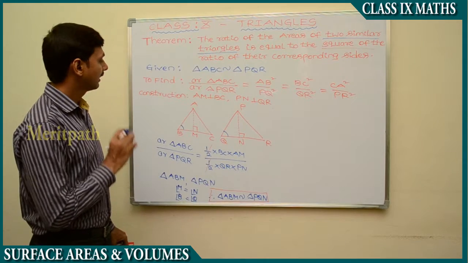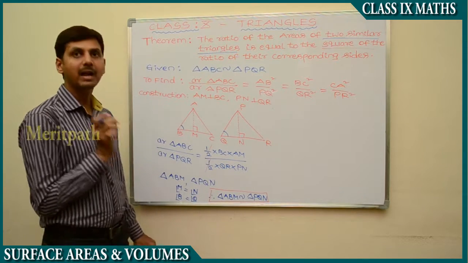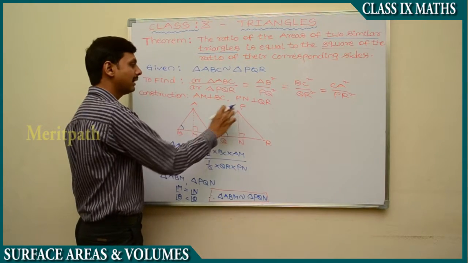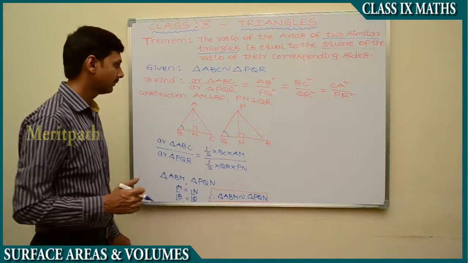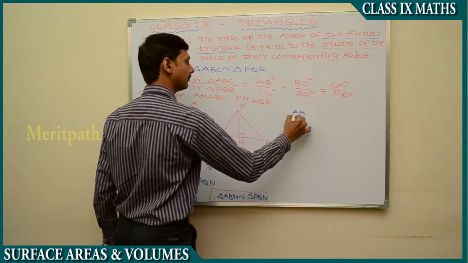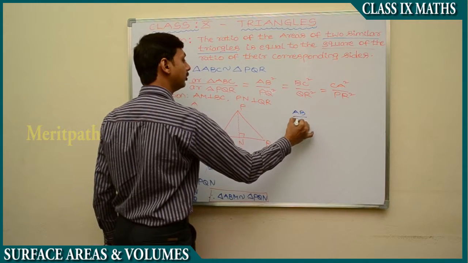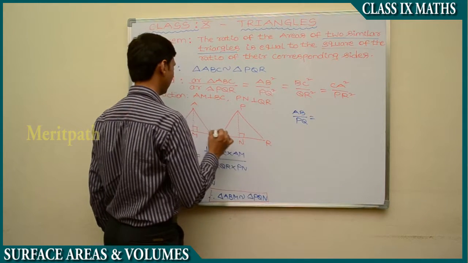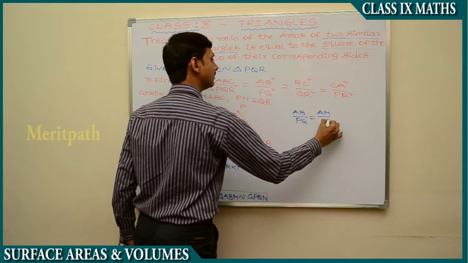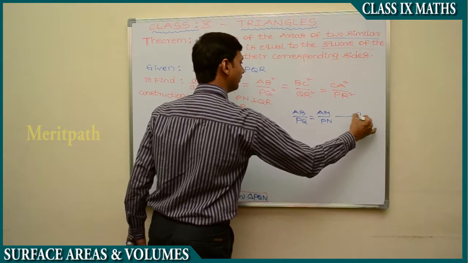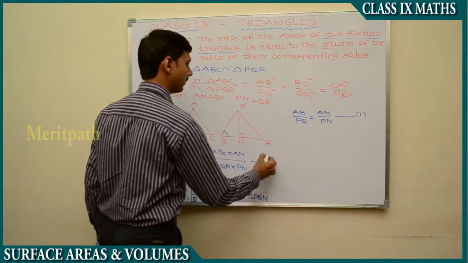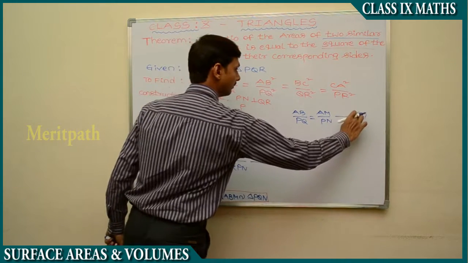Let's take the corresponding sides of triangle ABM and triangle PQN. ABM and PQN corresponding sides we will take. So that is AB by PQ is equal to AM by PN. So let's take this one as first equation, and this one as second equation.